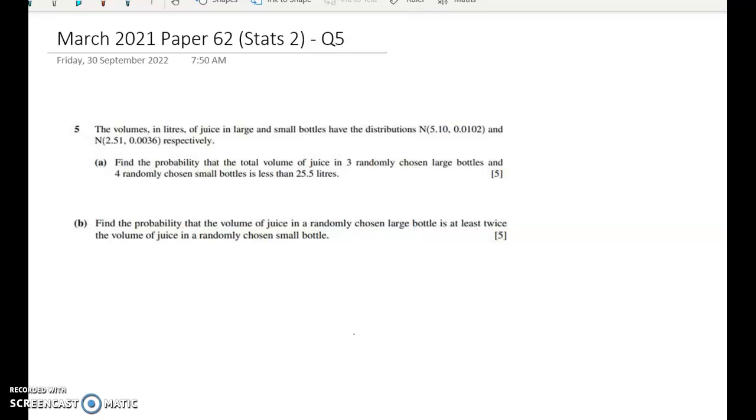Kia ora Year 12. This is question 5 from last week's school exam. So it's paper 62, March 2021, and it's all about sums and linear combinations of random variables. This question was either incredibly well done, with people getting 10 out of 10, or incredibly not well done, with people usually getting 1 or 2 out of 10 from doing something wrong with a normal distribution.